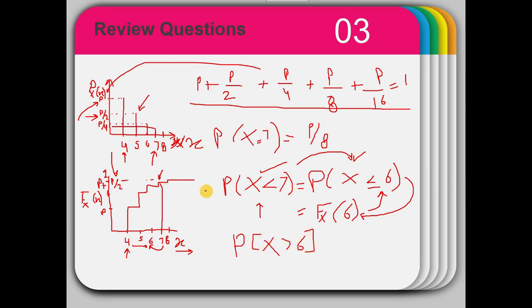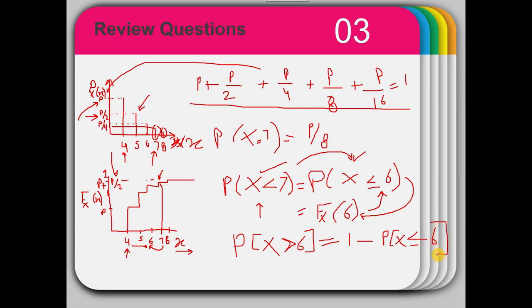If I was using the PMF, I could simply add those two values, x is equal to 7 plus x is equal to 8. That would give me the answer, because these two values are greater than 6. But in this problem, it is asking me to find this value using the CDF. So how do I find this value using the CDF? If I remember, this probability must be equal to this probability.